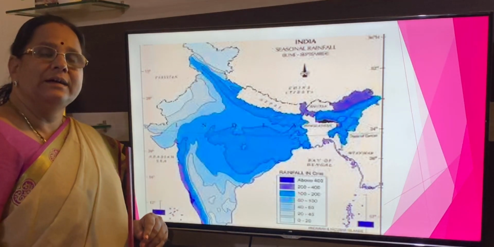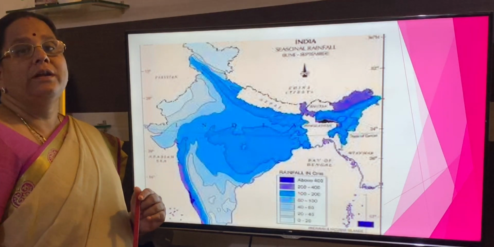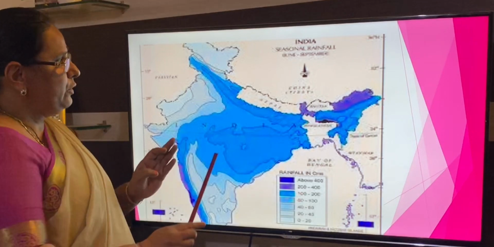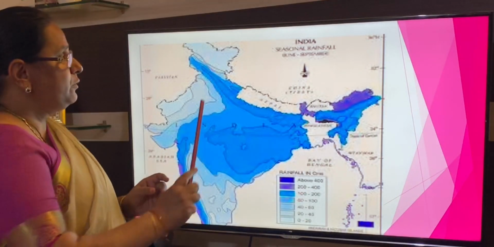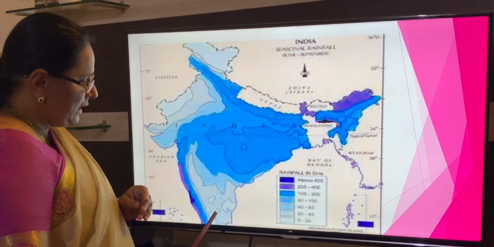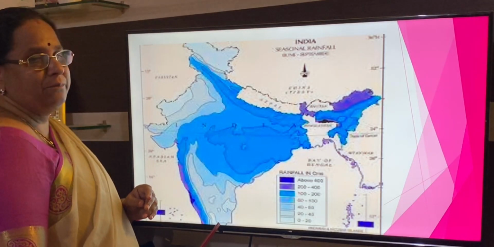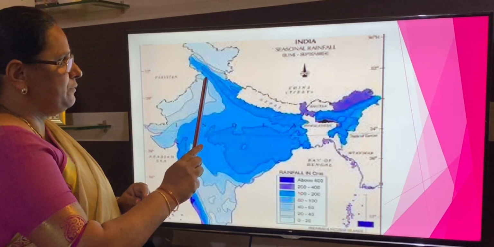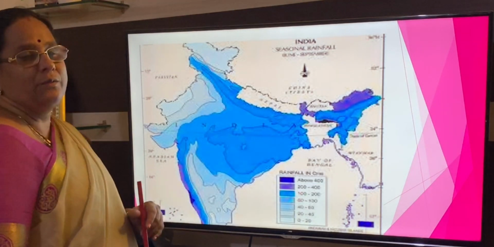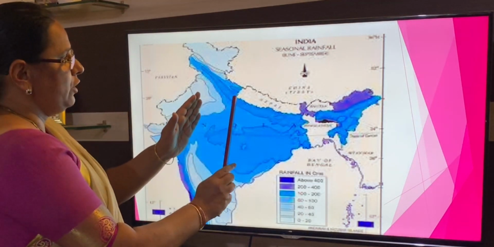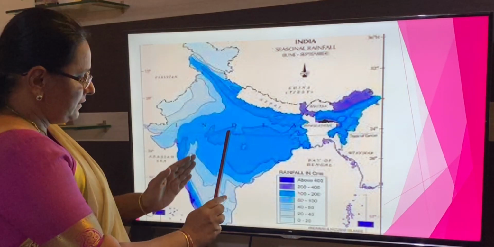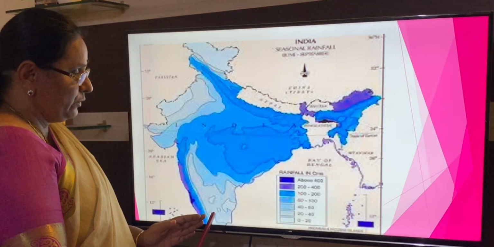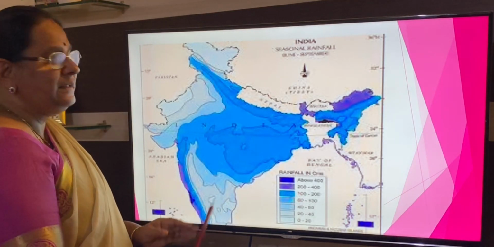Next we started learning about moderate rainfall, that is medium rainfall. I told you it starts from northern Punjab to Cape of Kanyakumari. If you see, in the north it will be broader. As it comes to the peninsular plateau, it will be narrow. That is because of the Western Ghats and Eastern Ghats.